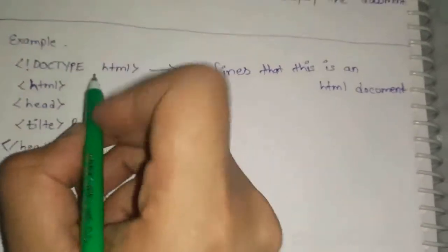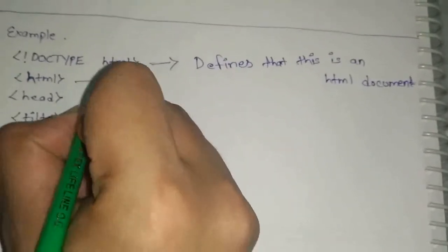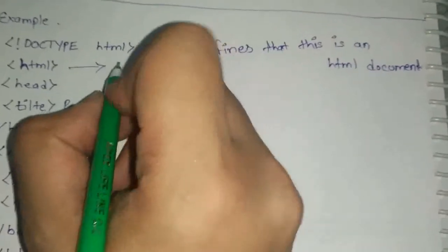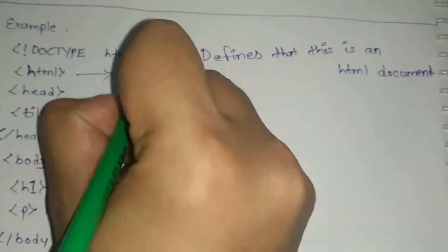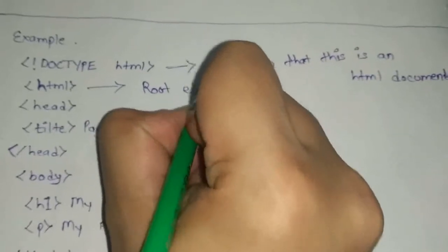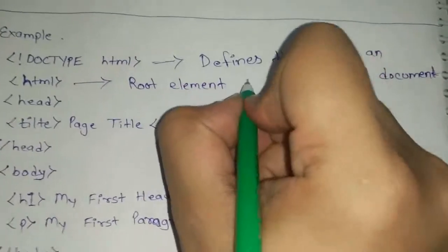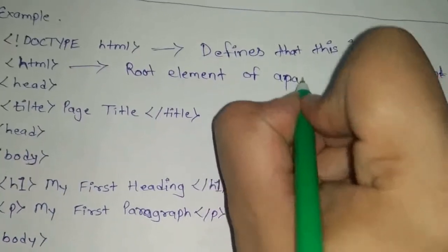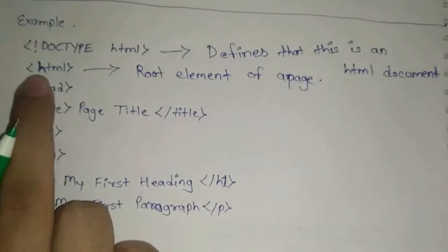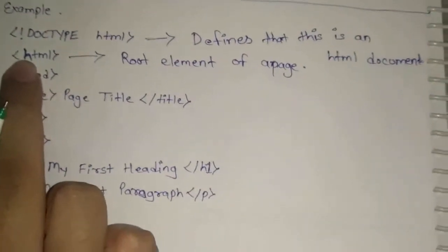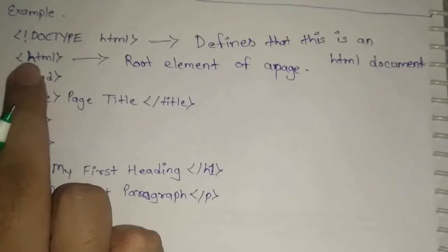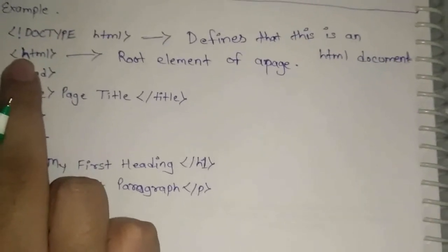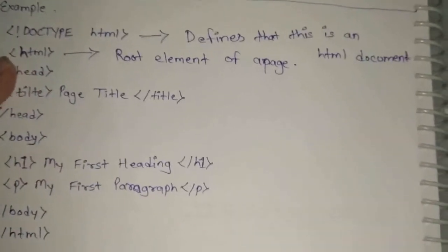And after that, we are going to discuss this tag. This is the root element of an HTML page. Without writing this tag, you can't start writing your HTML code because your head and the body come under this tag.